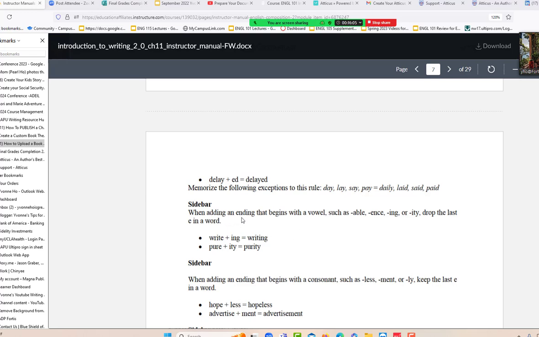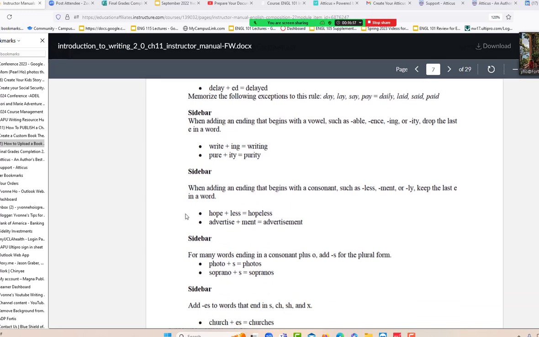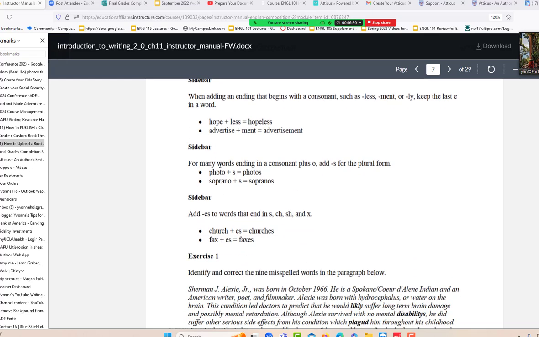When adding an ending that begins with a vowel, such as able, ence, ing, or ity, drop the last E in a word. Writing, purity. When adding an ending that begins with a consonant, such as less, ment, ly, keep that last E in a word. Hopeless, advertisement. For many words ending in a consonant plus O, add S for the plural form.